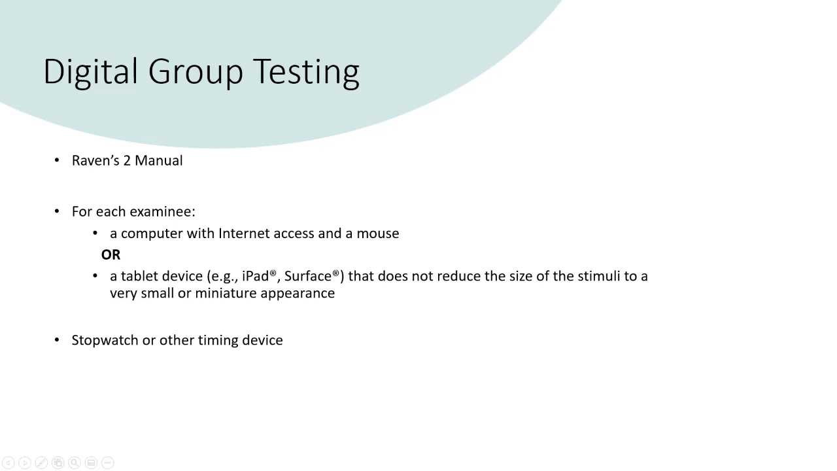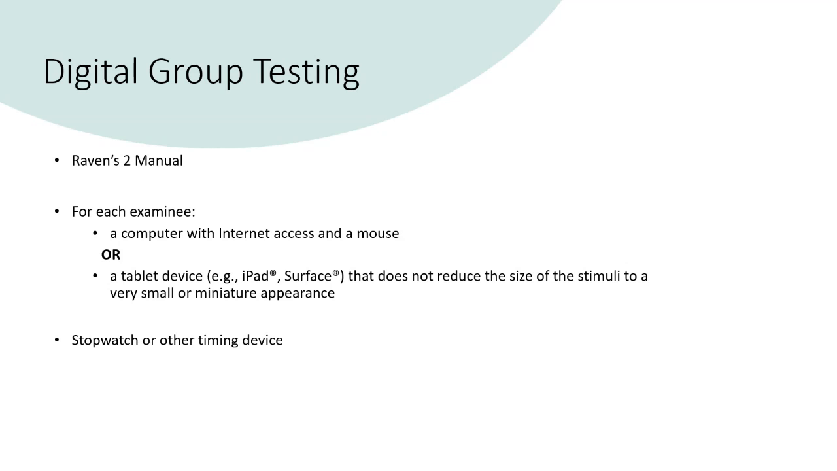So here is what you would need if you were looking to use the group testing on the Q Global platform. For each examinee, you'll need a computer with internet access and a mouse, or a tablet device like an iPad or a Surface. You need to make sure that it doesn't reduce the size of the stimuli so that it appears very small, or in miniature.